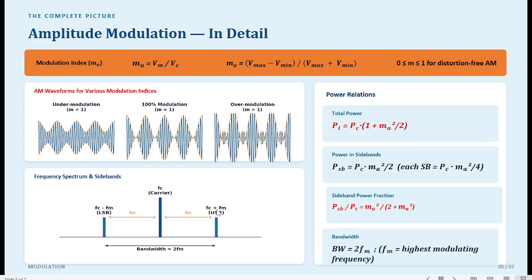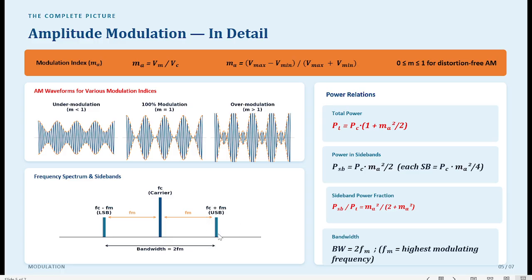So these side bands have frequencies given by Fc plus Fm and Fc minus Fm. So what are the values of Fc and Fm? These will decide the range of frequencies in the lower side band and in the upper side band. So this is the lower side band and this is the upper side band.